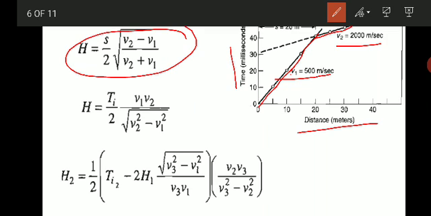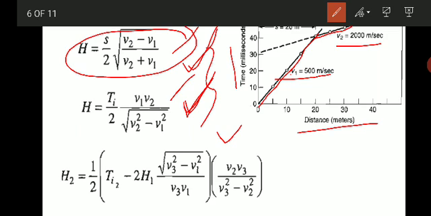This is the equation for the first layer. First layer you can calculate either by using this formula or this formula, because the ground is layered. At different layers we have to use different formulas. So this is the first layer, this is the second layer, and you can use either of these two formulas for the first layer.